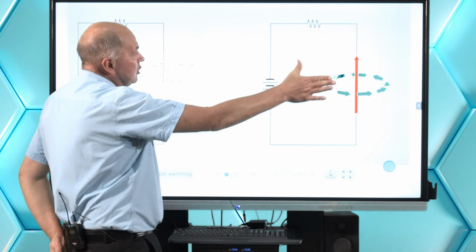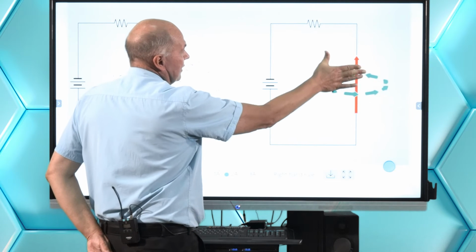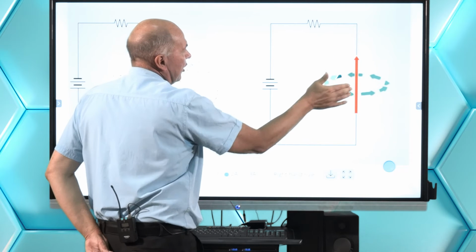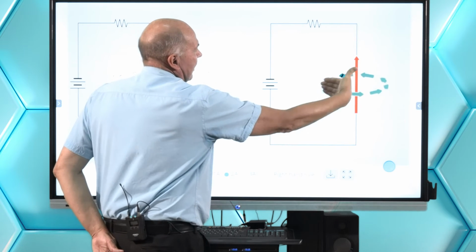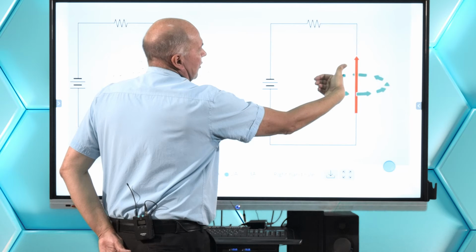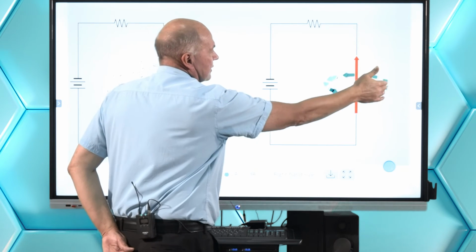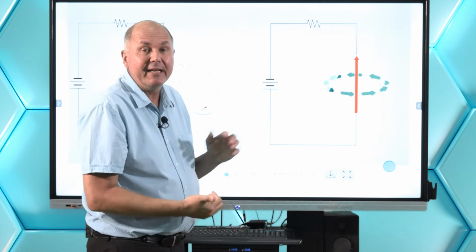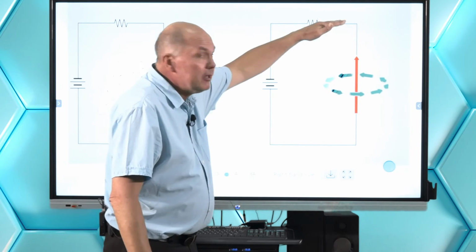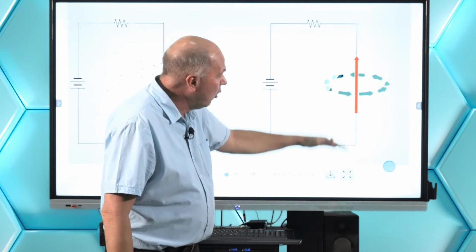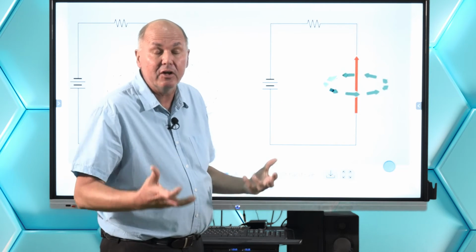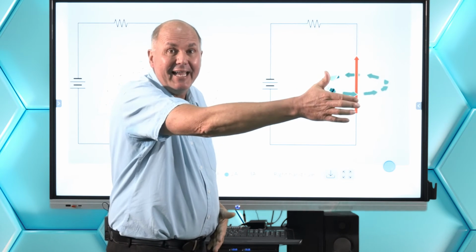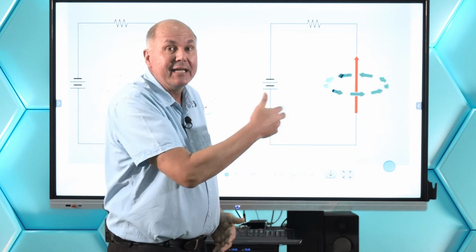So what I want you to do is to recognize that the current direction was up, and recognize that the curl of the fingers are going in on this side and they're coming out on that side. So if you look at that, it's going in on this side and it's coming out. So in a circular way, it's representing the magnetic field. And remember, that magnetic field isn't just at one point. It's all the way around where the conductor is.